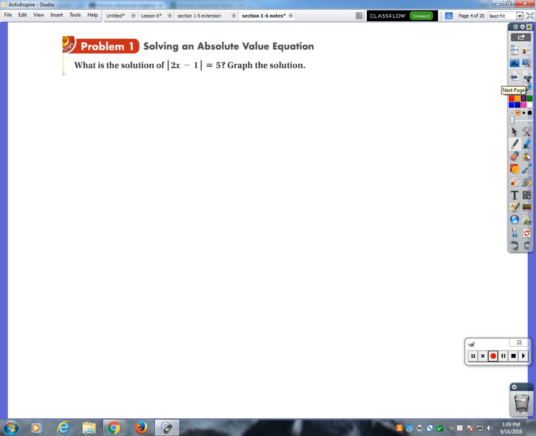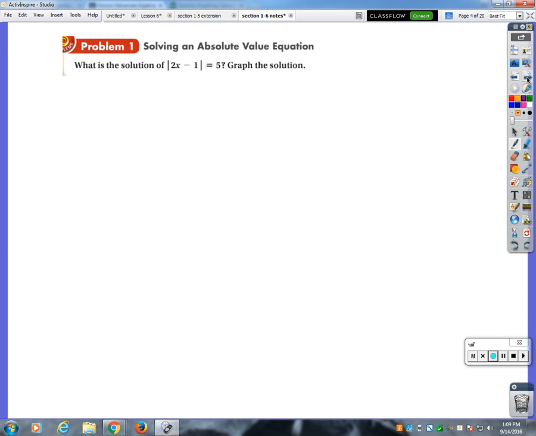Okay, so what's the solution of the absolute value of 2x minus 5 equals 1? This is where things get just a little bit dicey. What could the stuff inside the absolute value equal in order to make this equation true?